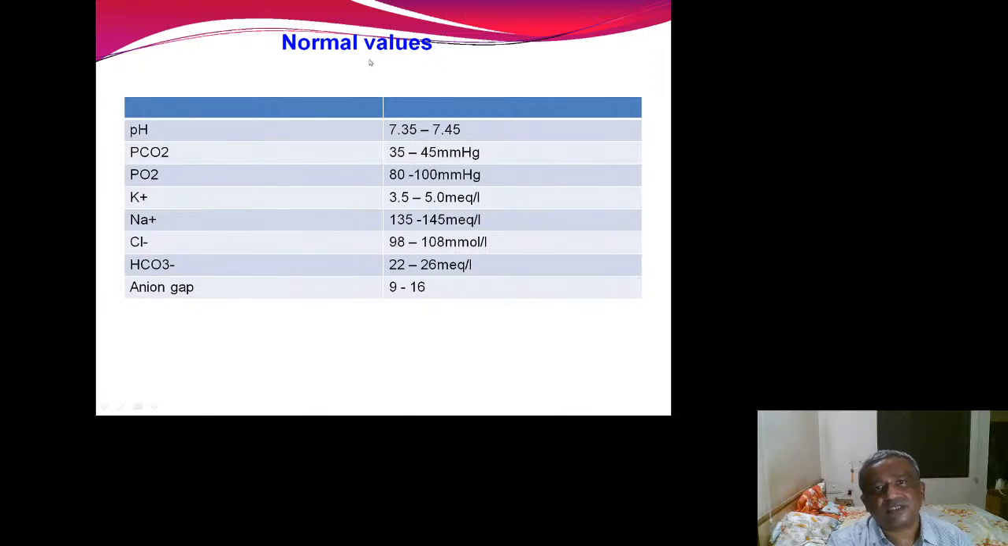Now let us just recollect the normal values. pH 7.35 to 7.45, PCO2 is 35 to 45. Whenever it is more than 45, like 55, 62, 72, we call it CO2 narcosis. PO2 is around 80 to 100 millimeter of mercury. Potassium is 3.5 to 5 milliequivalent per liter. Sodium is 135 to 145. Chloride is 98 to 108. Bicarb is 22 to 26. Anion gap is 9 to 16.